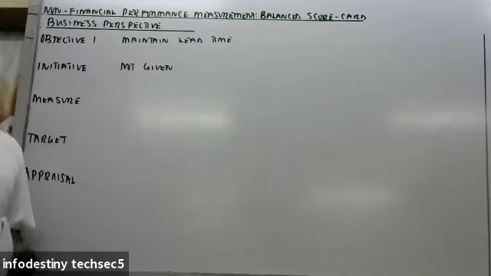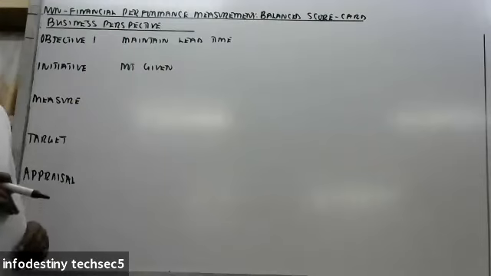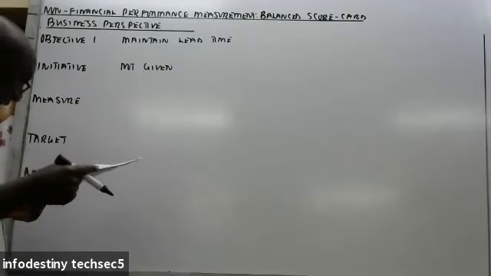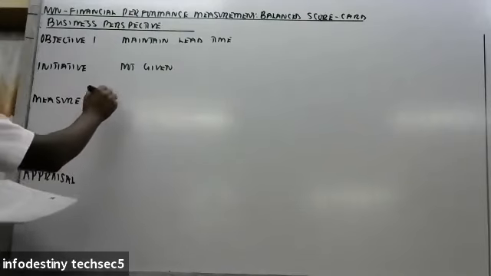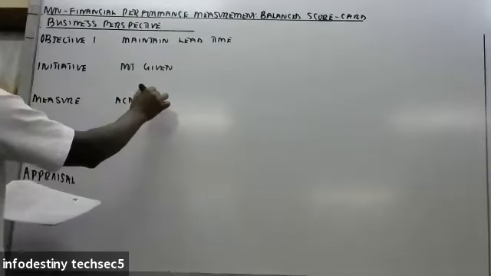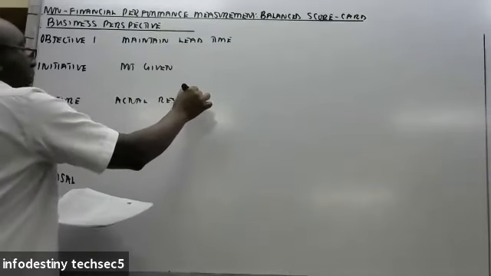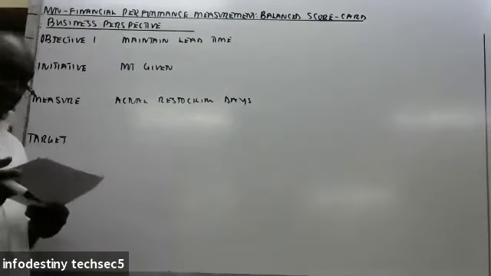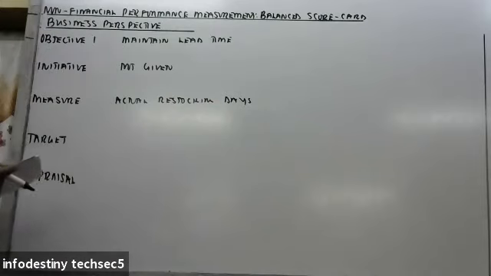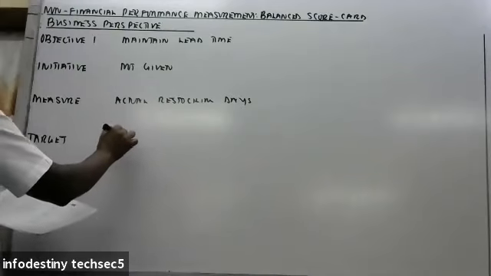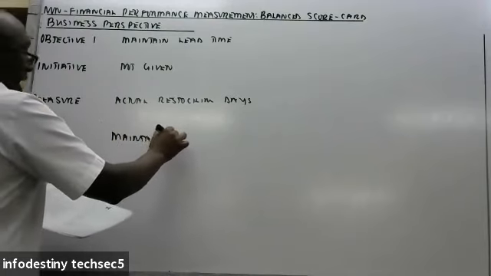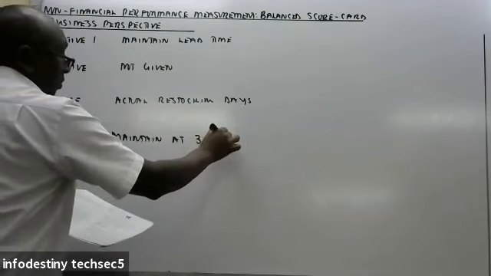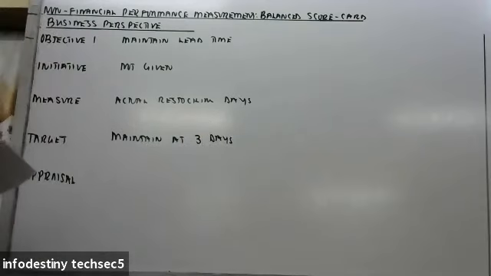Now, what shall we check? What we shall check is the actual restocking days, or the restocking time. That's what we shall check. What is the target? Maintain at 3 days. Maintain at 3 days, that is the target.